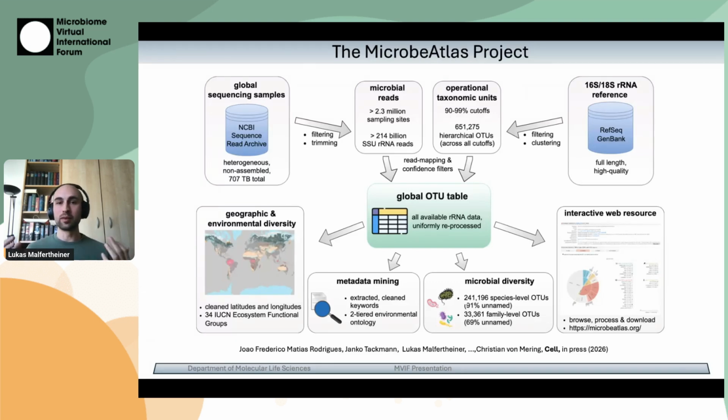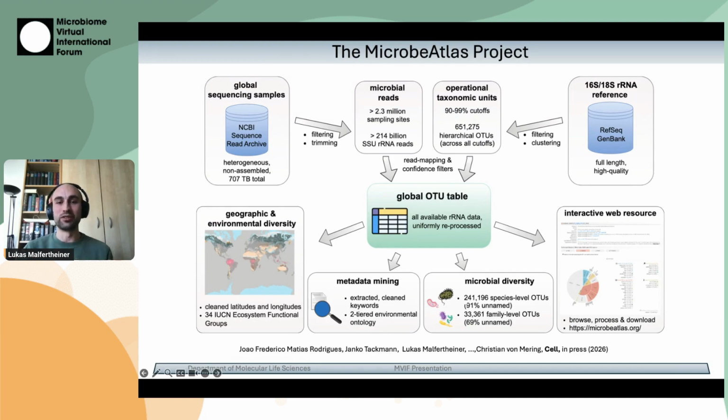This is a database and resource that was recently published around a month ago. And it is a project by our whole lab where we downloaded, re-annotated, and reanalyzed all publicly available sequencing samples. We mapped them to a full-length reference database of 16S and 18S rRNA sequences, and then obtained a global OTU table that is annotated with different geographic and environmental variables and metadata, and is also accessible as an interactive web resource, which you're welcome to check out after the talks today.